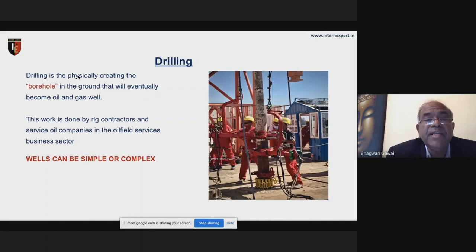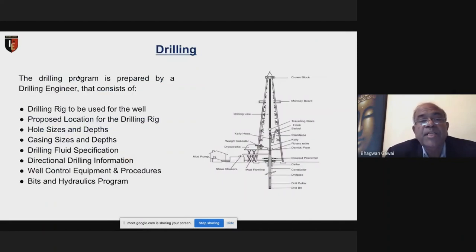So drilling is physically creating the borehole. The drilling program is prepared by a drilling engineer and consists of the drilling rig to be used for the well, what type of drilling rig is required, proposed location for drilling, hole sizes and depths, casing sizes and depth, drilling fluid specification, directional drilling information, well control equipment and procedures, and bits and hydraulics programs. The drilling engineer has to work out all these operations, and only then do they go for drilling operations. You will get more detail from Rajesh Kumar, who will be taking the oil drilling operation session. He will give you more details. I'm just giving you an overview now.